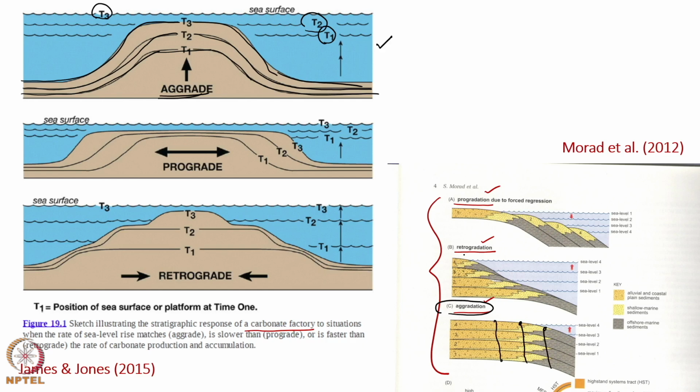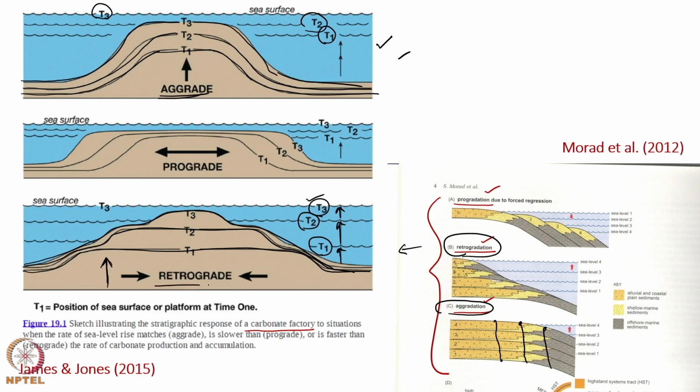Let us take the retrogradational case applied on carbonate mound. From T1 sea level, it has gone to T2 and then to T3 shown by arrows. In this case, the kind of mound growth is different. At T1 time, this was the geometry. At T2, it has gone like this, and in T3, it has gone like that. So, not only the mound is growing vertically, growth of the mound is different from that of the aggradation case. So, this is a case of retrogradation.